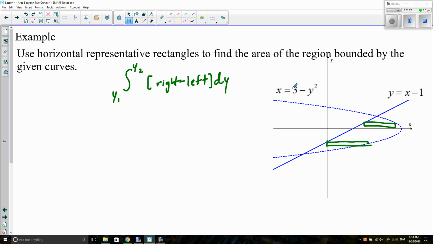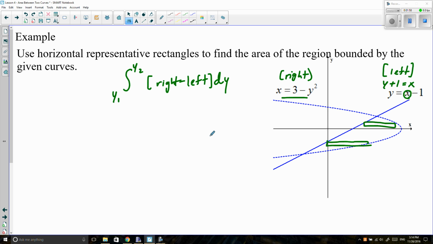So when I look at my curve, notice the first curve, which happens to be my right curve, I actually isolated the x value already. So 3 minus y squared can stay the same. When I look at the left curve, however, notice that y is isolated, but I want to isolate x instead, because I want everything in terms of y. So I get y plus 1 is equal to x, and so that's my left curve. Okay, so everything is good there in that part.